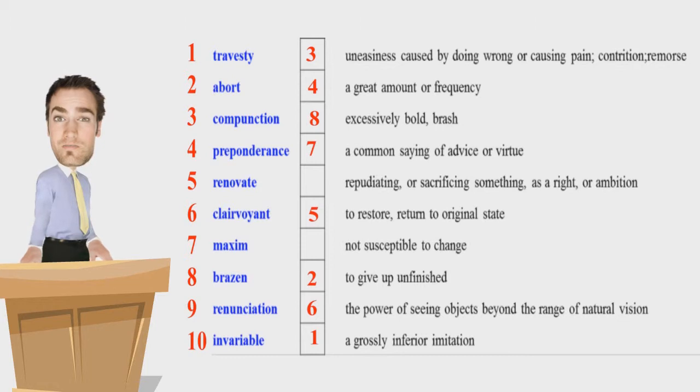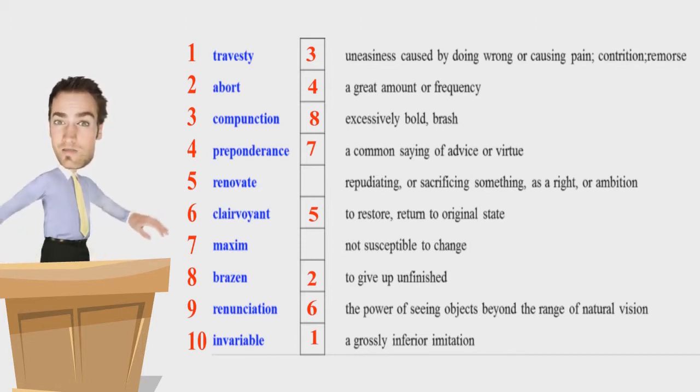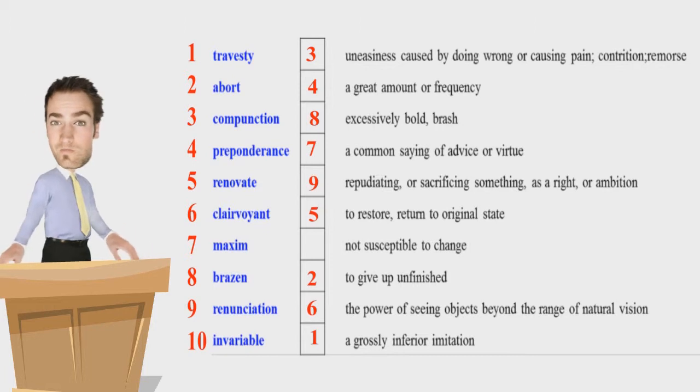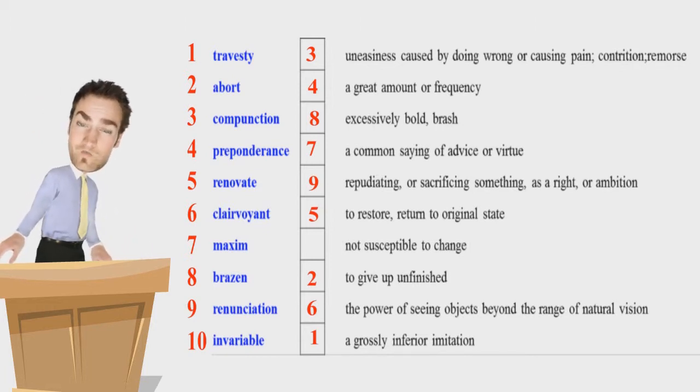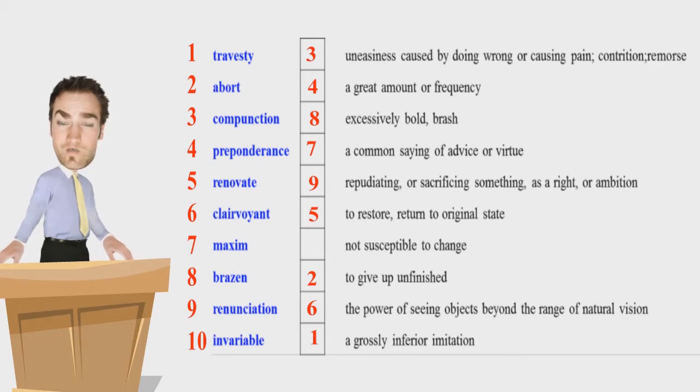So the nunce you get in words such as announce, pronounce, and denounce. So it's still very, very common. So remember, nunce means to speak. In this case, it's to speak against something. Number 9 should be paired up with one of the definitions in the middle, repudiating or sacrificing something as a right or an ambition. And our last word is invariable.